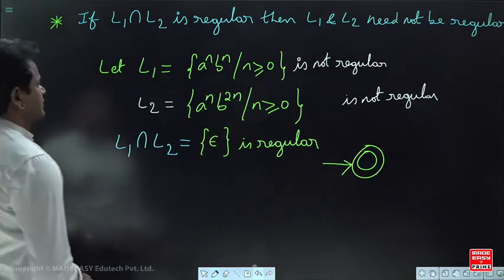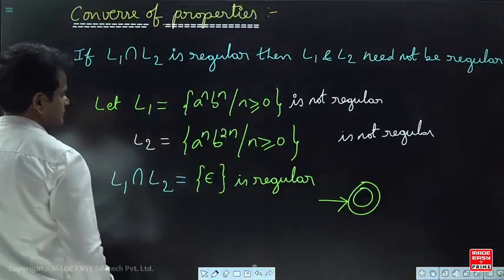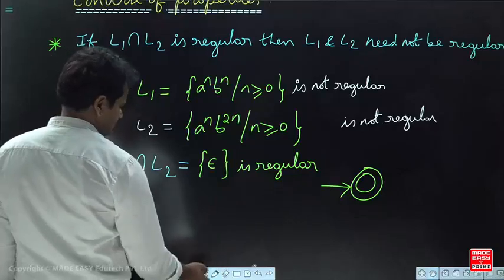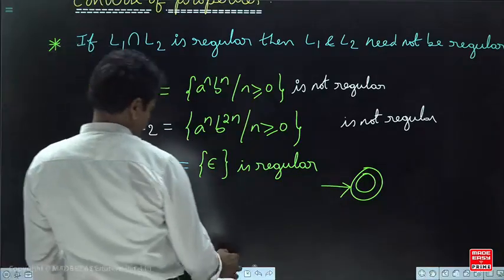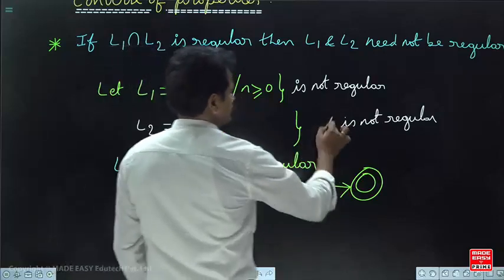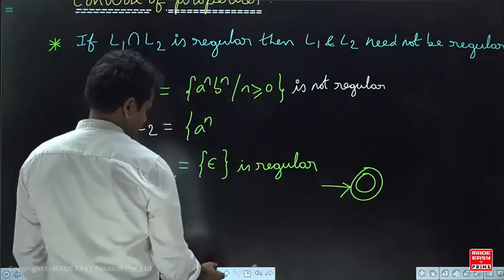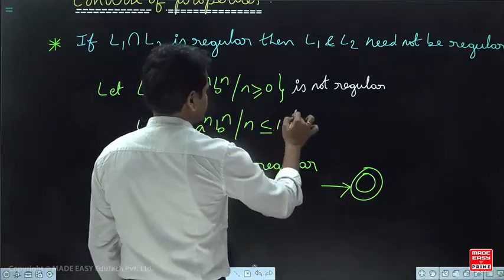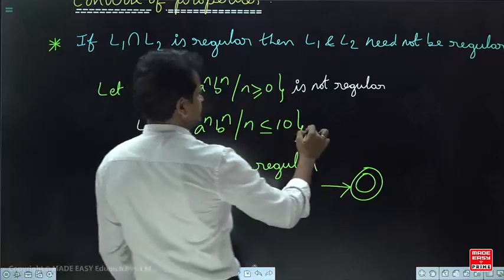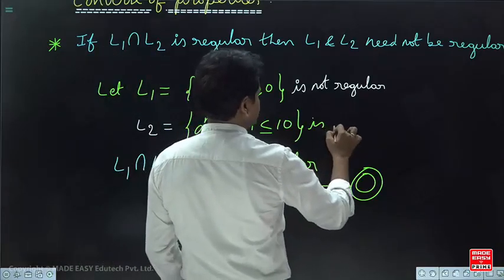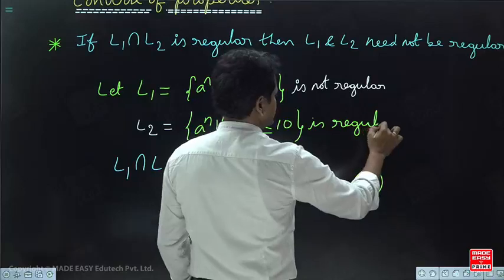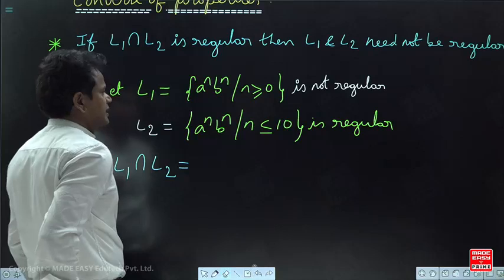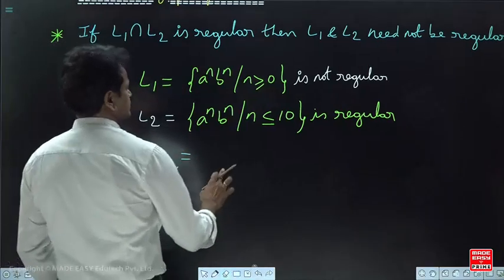Okay, next one. Okay guys, so in those examples both are not regular. One can also be regular. I'll give you one more example: a power n b power n, n less than or equal to 10. Here the relation is finite, so it is regular. And a power n b power n, n greater than or equal to 0 is not regular.